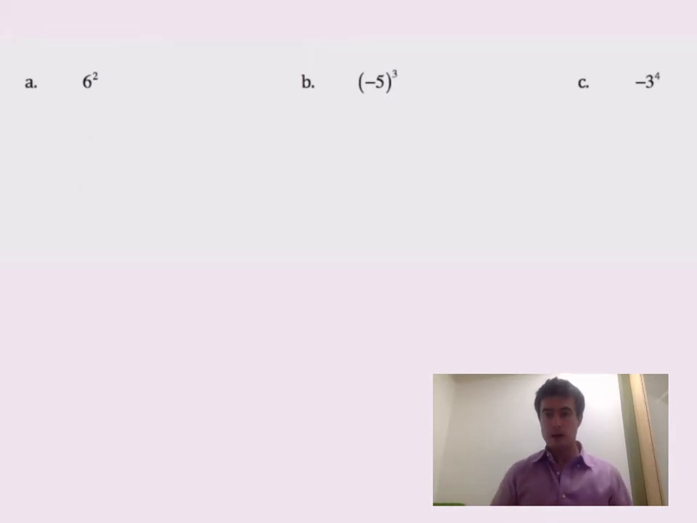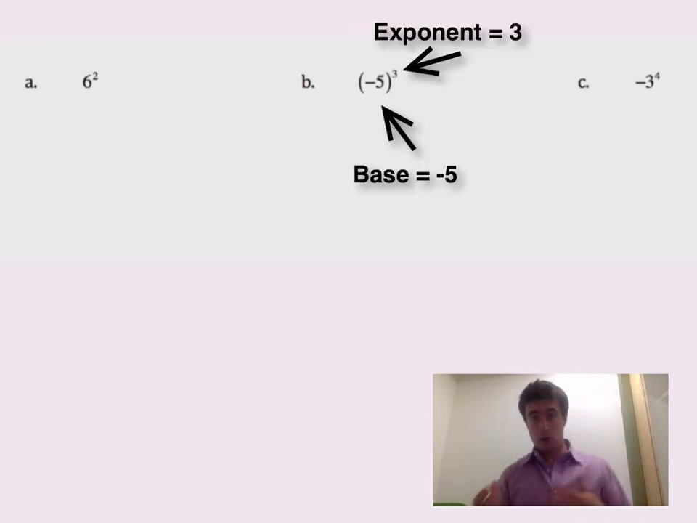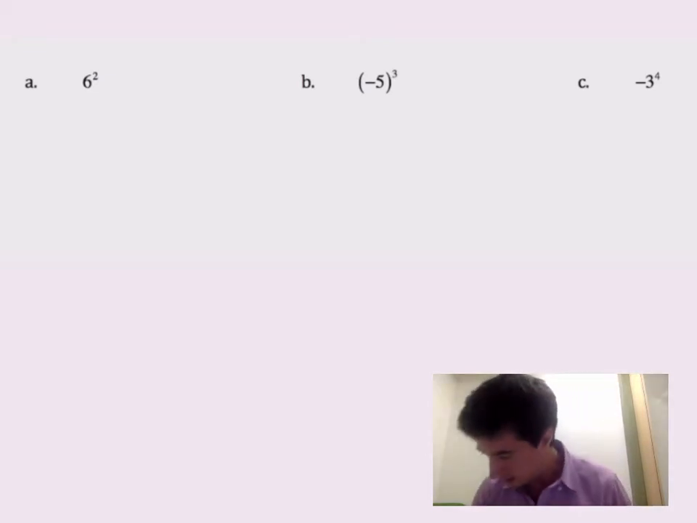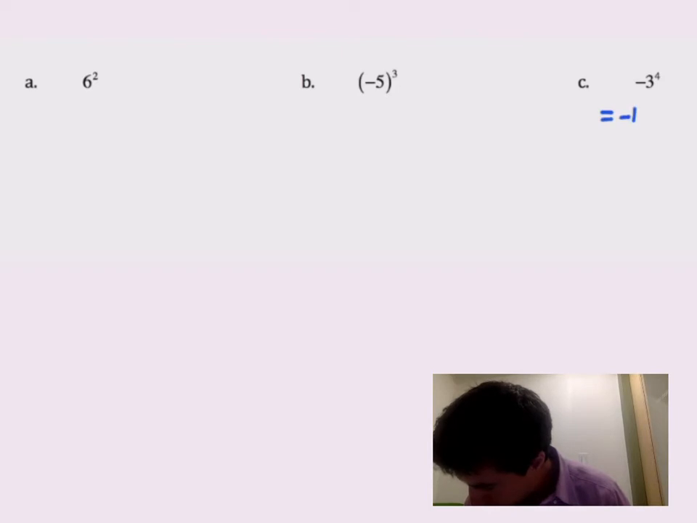In part B, negative 5 raised to the 3rd power, negative 5 is our base, and our power, or our exponent, is 3. We're being raised to the 3rd power. In our third example, negative 3 to the 4th power, we got to be really careful here, because what this really means is negative 1 times 3 to the 4th power.